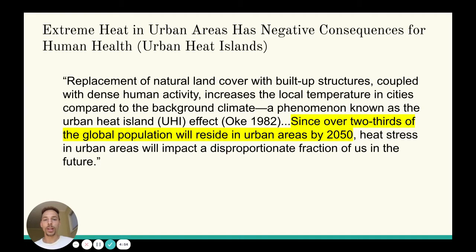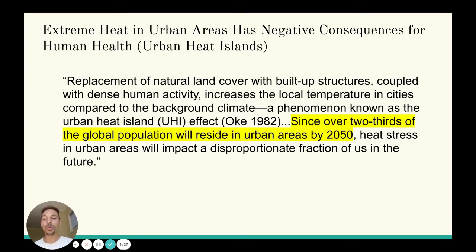So thinking about this extreme heat, we actually know that urban settings already have higher temperatures than a suburban area or the countryside. That is because the replacement of natural land cover with built up structures, as well as dense anthropogenic, or human, activity, increases local temperatures in cities compared to the background climate. This phenomenon is known as urban heat islands, or the UHI effect.